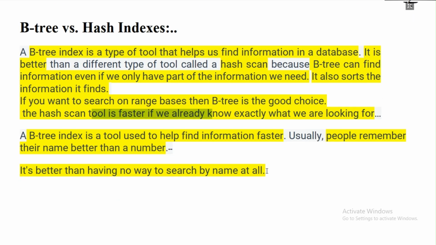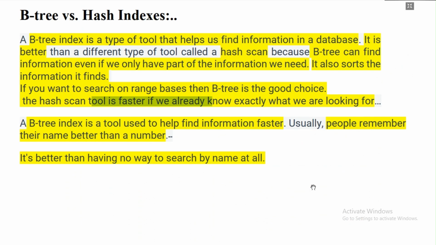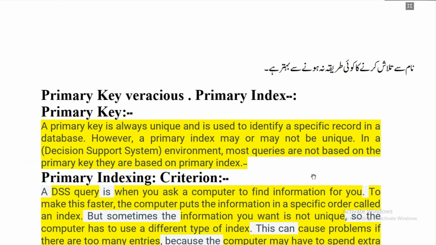A B-tree index is a tool used to help find information faster. Usually, people remember their name better than a number. It's better than having no way to search by name at all.